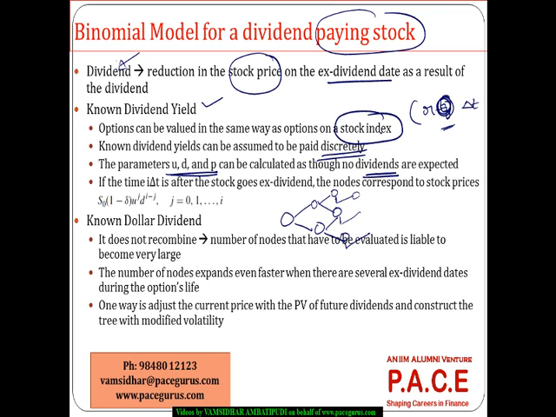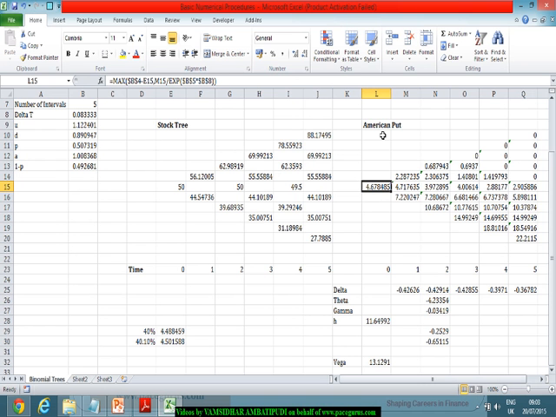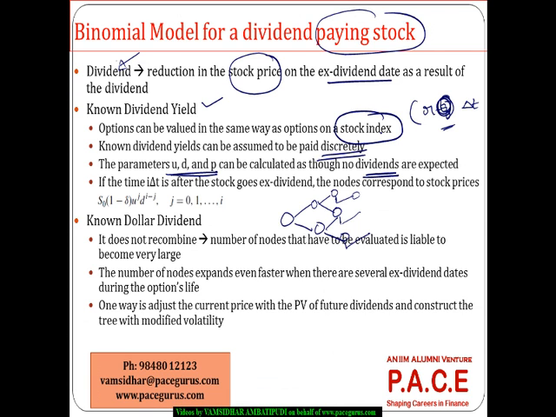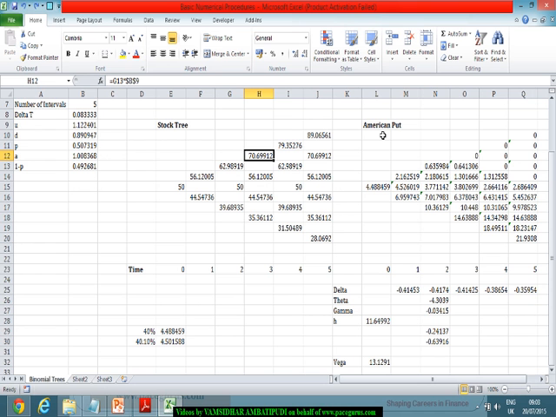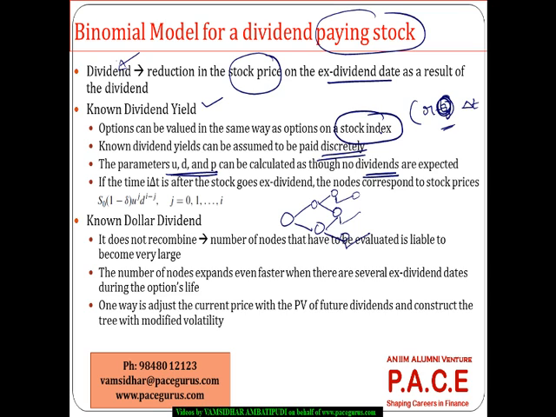Now this is where we are working out, especially when there is a dividend yield which I am taking on a continuous basis. Here I'm taking the yield at discrete intervals. This is what I can work out for finding the price of the option.